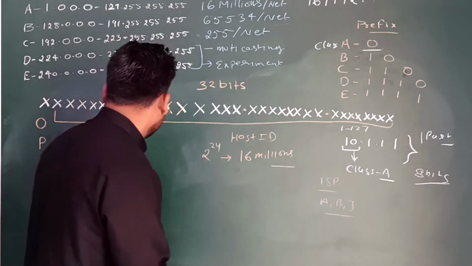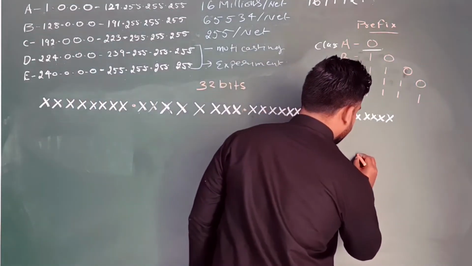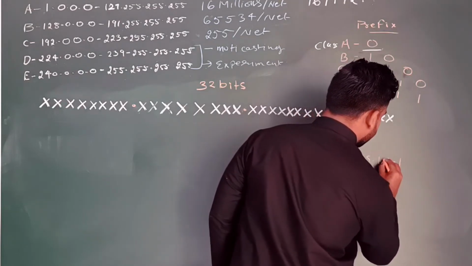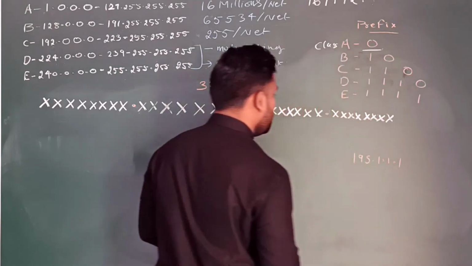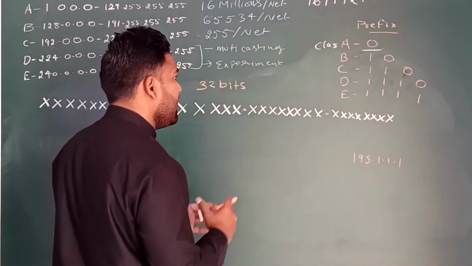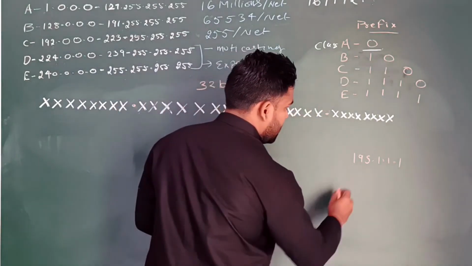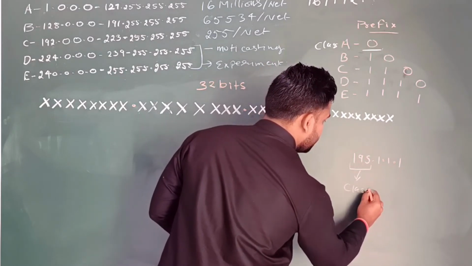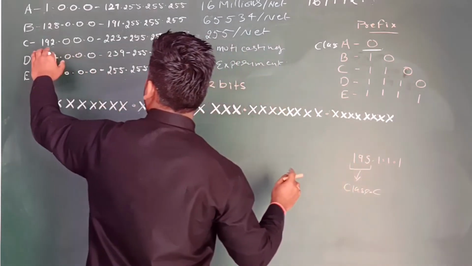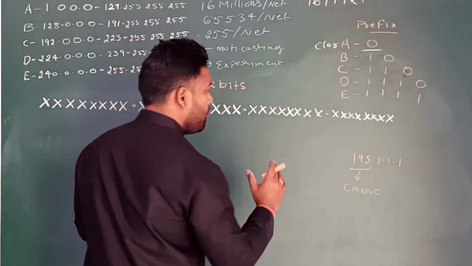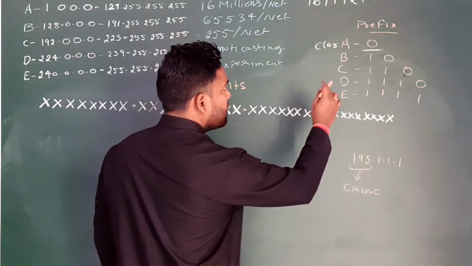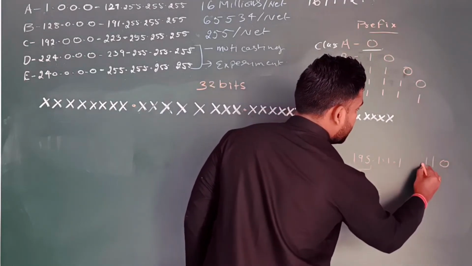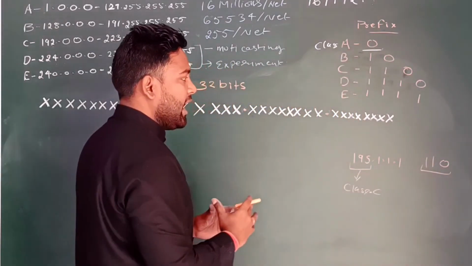Let's take one more example. This time let's say 195.1.1.1. First of all, we need to determine or identify the class type for the prefix section. That IP address belongs to class C, because it falls under 192 to 223. Now we know the class type. The prefix of the class C type is 110. What does that mean?